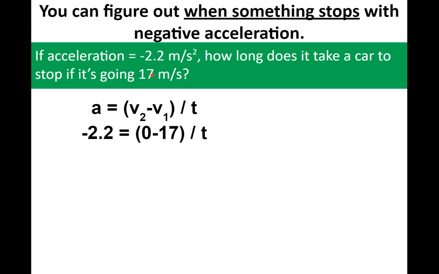Then we know that V1 started with 17 meters per second. So for V1, I'm plugging in 17. Now 0. Here's the 0 for V2. How do we know that? Well, we know because we want it to stop.